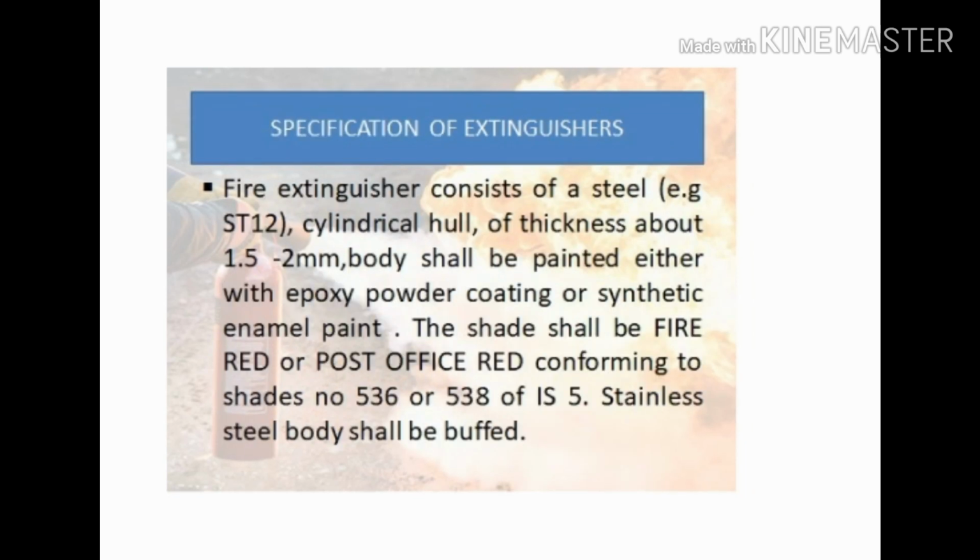Specification of extinguishers. A fire extinguisher consists of a steel, for example T12, cylindrical hull of thickness about 1.5 to 2 mm. Body shall be painted either with epoxy powder coating or synthetic enamel paint. The shade shall be fire red or post office red, conforming to shade number 536 or 538 of IS 5. Stainless steel body shall be buffed.